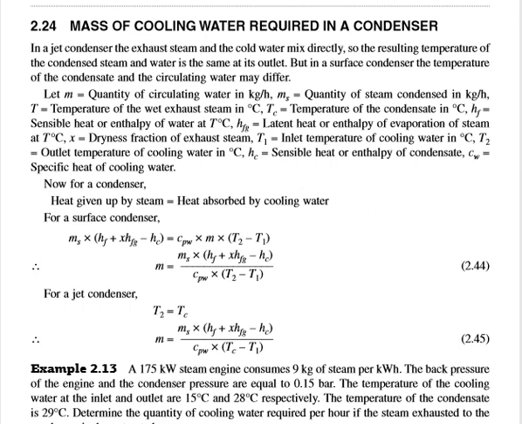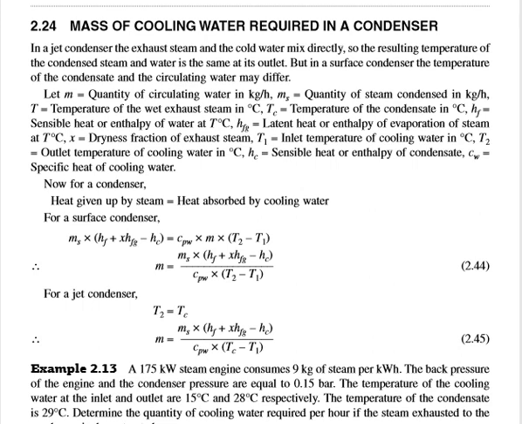First we discuss some theoretical part of the mass of cooling water in the condenser, and then one numerical. In a jet condenser, the exhaust steam and cold water mix directly, so the resulting temperature of the condensed steam and water is the same at the outlet. But in a surface condenser, the temperature of condensate and the temperature of water may differ.